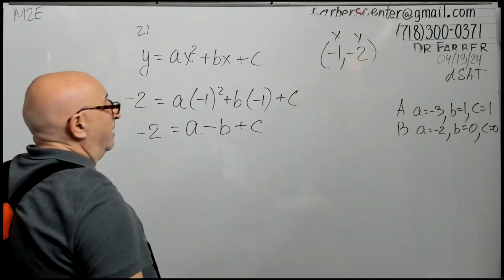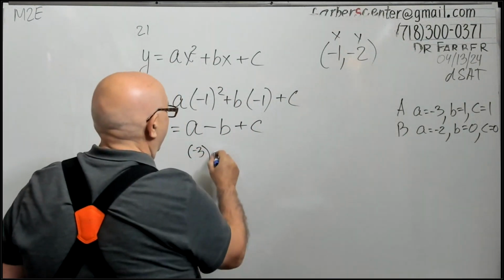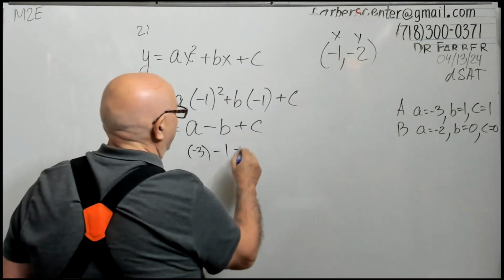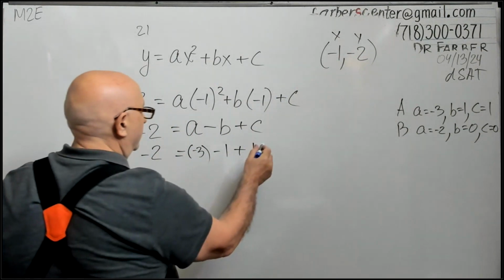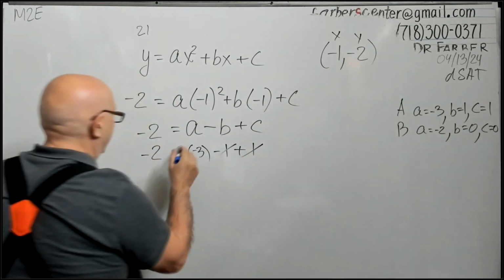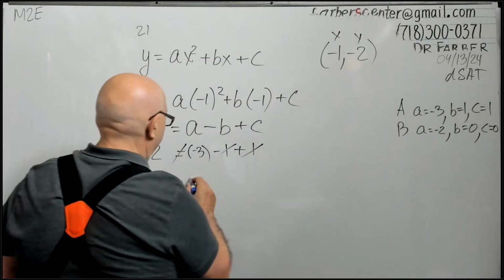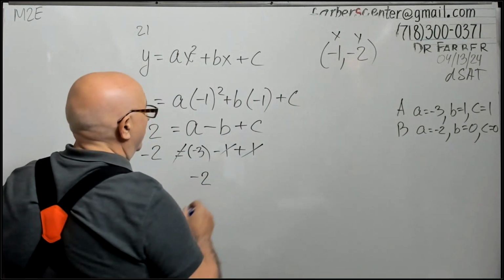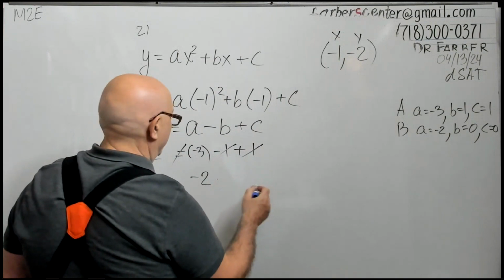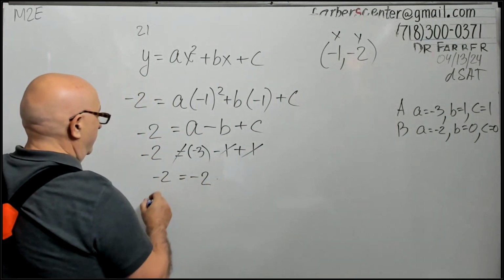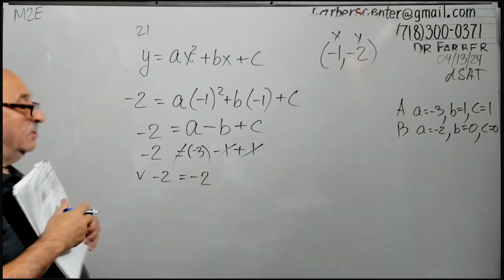Let's say a equals negative 3, minus 1 and plus 1, is it equal to negative 2? No, because these cancel out. Negative 3 is not equal to negative 2. What about B? a equals negative 2, b equals 0, and c equals 0. Is negative 2 equal to negative 2? Yes, bingo. So actually all the solutions are not difficult.